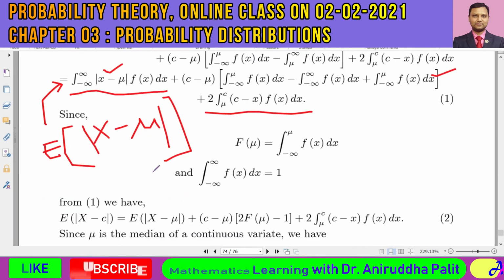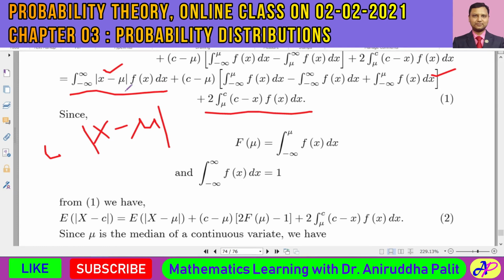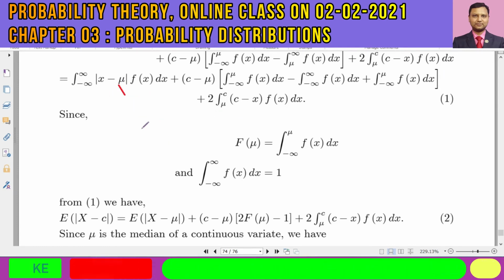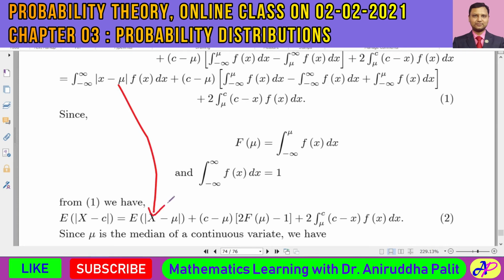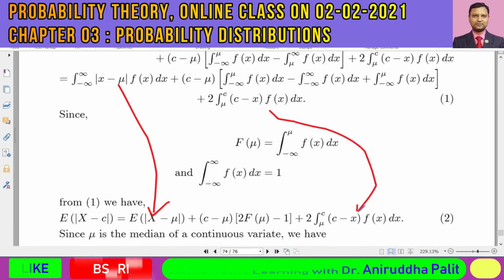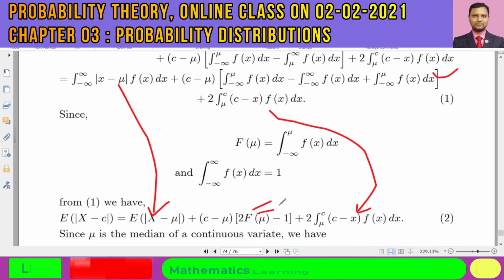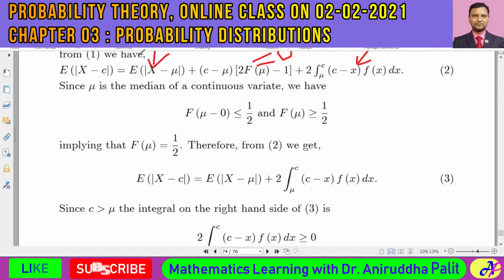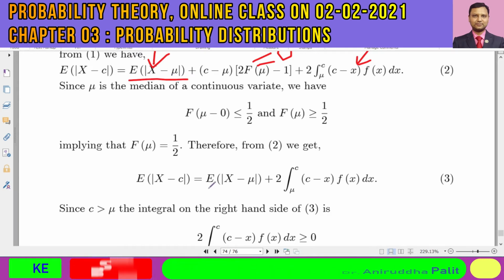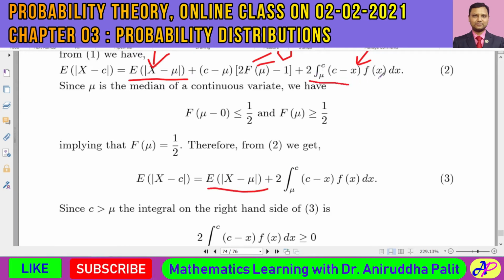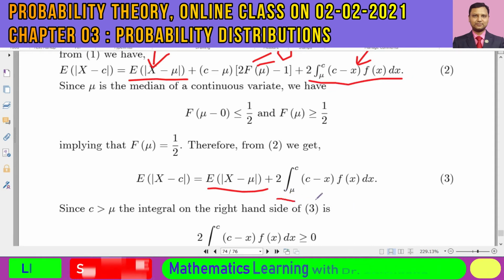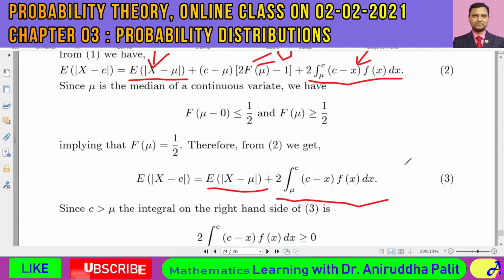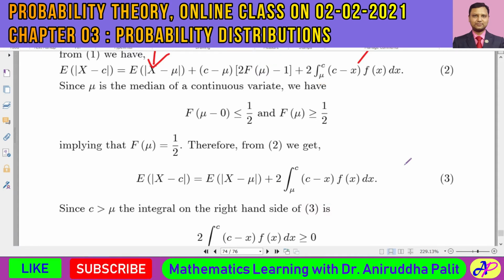And this modulus of x minus c can now be written in this way. You see, this modulus of x minus c is actually equal to modulus of x minus mu. And this expression can be written in this fashion, and the contribution of this term would be equal to 0. So this term is actually equal to 0, and therefore we will have only the first term and this last term. So this is the last term. This much is the final computational step.